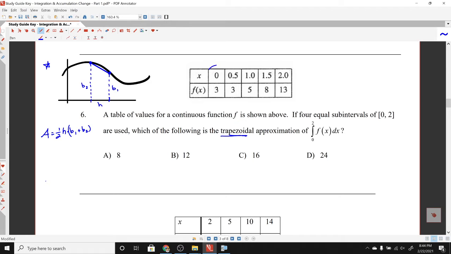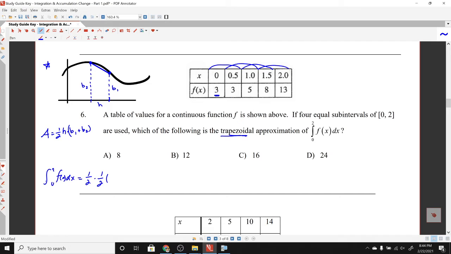So this is our first subinterval from 0 to 0.5. This is our second from 0.5 to 1, our third, and our fourth subinterval. Let's go ahead and calculate that. So our total area, the integral from 0 to 2 of f of x dx, is going to equal 1/2. Now the height for all of these is going to be 1/2 or 0.5 because that's the difference between two consecutive x coordinates. I'm going to say it's 1/2 times.